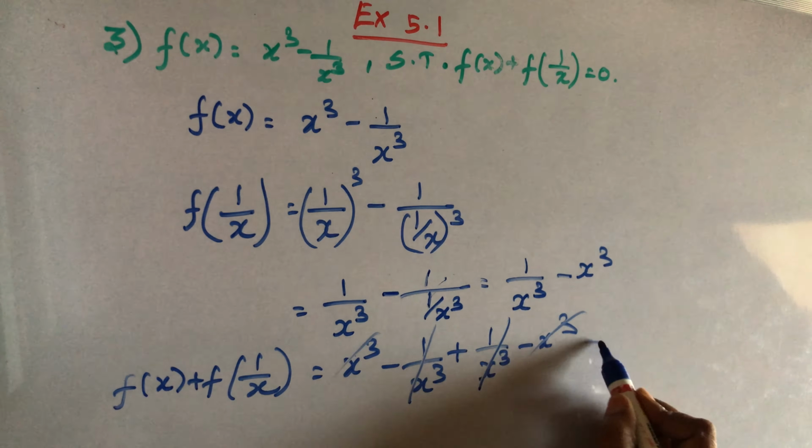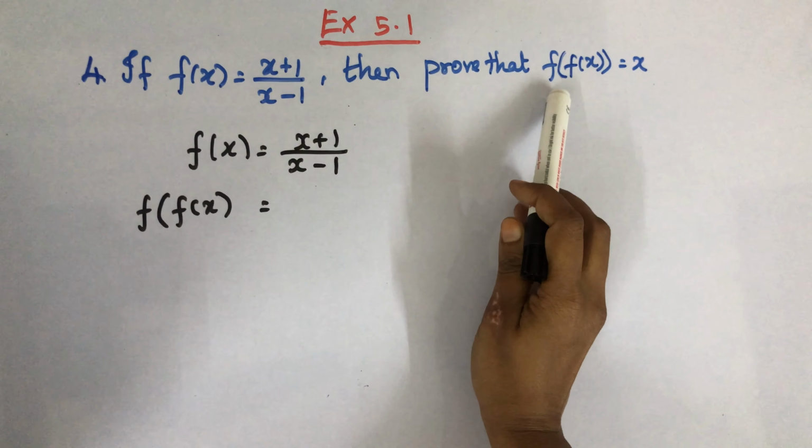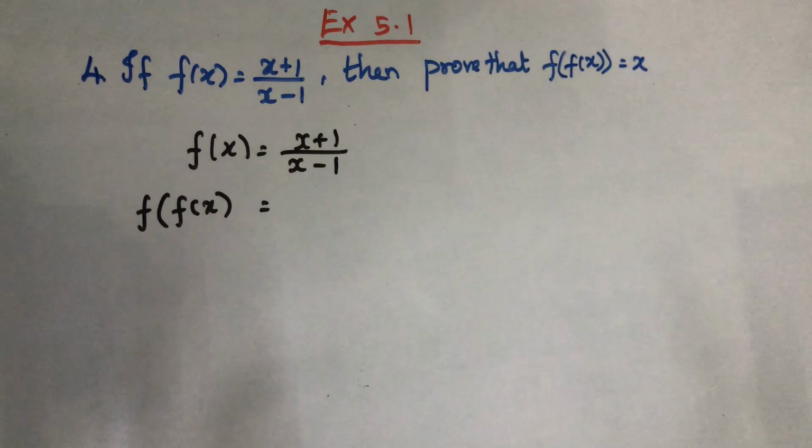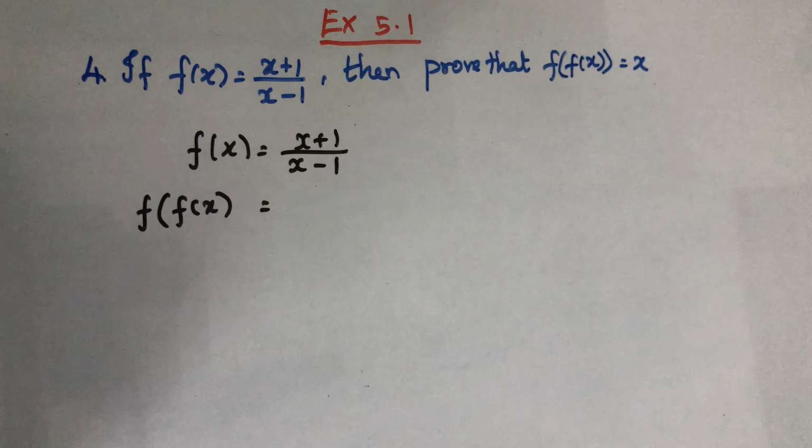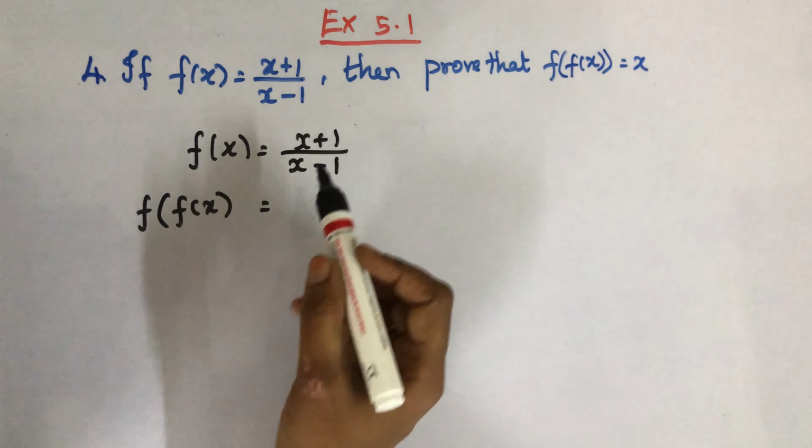Fourth one, if f of x is equal to x plus 1 by x minus 1, then prove that f of f of x is equal to x. f of f of x, a function inside a function. f of x is equal to x plus 1 by x minus 1. So f of f of x, what we have to do? Instead of x in the function, we have to substitute the whole function. Instead of x, we have to substitute f of x. So instead of this x, we have to substitute the function. What is our function? x plus 1 by x minus 1. So instead of that x, here I substitute x plus 1 by x minus 1.